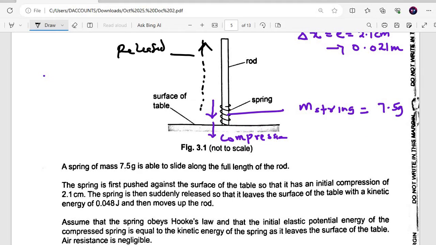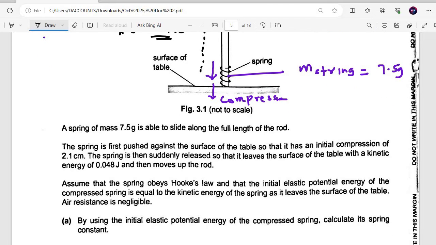It is released with kinetic energy of 0.048. If you know what is happening, when it's released, it's moving, so it has kinetic energy. At the same time, what is it doing? Gaining height.